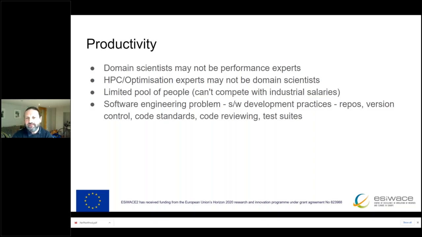So if anyone out there is really interested in this and wants to get involved, I'm sure there are often posts available for people to come in. Little plug.